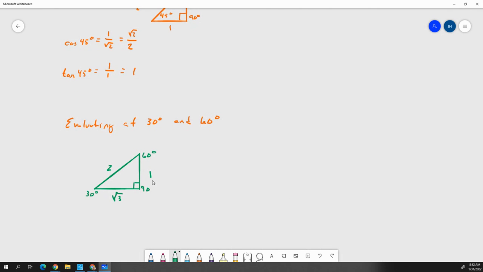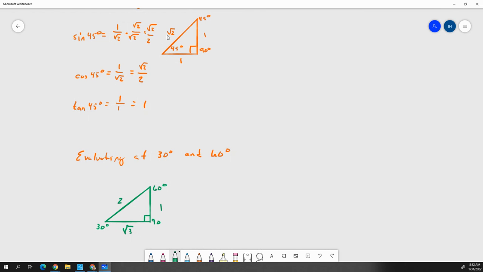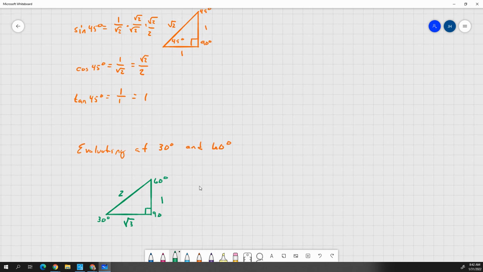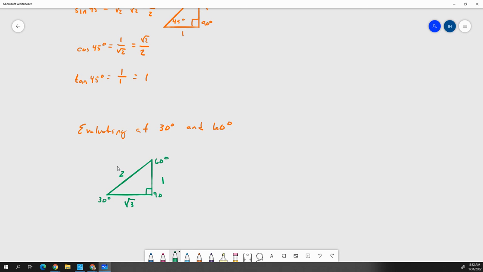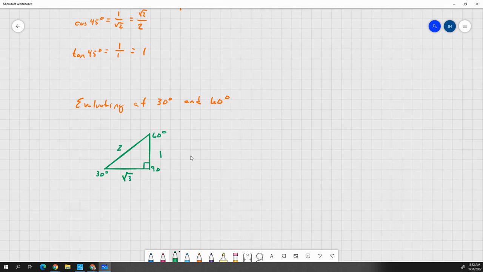For 30 and 60, I always try and remember I've got 1, 2, rad 3. So this one, I have 1s and 2s, right? But my 2's radical. My biggest number is a radical. Here I always think 1, 2, and then my 3 is also the radical. My bigger number is the radical, and that's how I try and think about it.